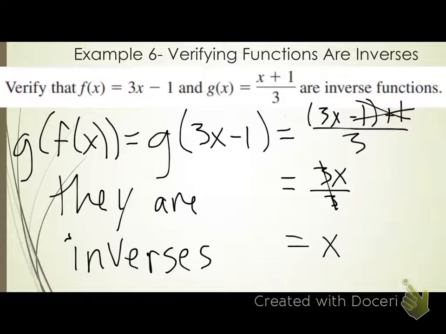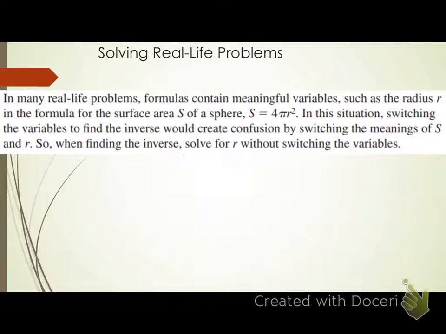Can I move on to our next concept? Our last concept. Solving real-life problems. In many real-life problems, formulas contain meaningful variables, such as the radius r in the formula for the surface area S of a sphere. S equals 4 pi r squared. So in those types of formulas, they have a specific meaning, right? Like it says here, r stands for the radius, S stands for the surface area of a sphere.